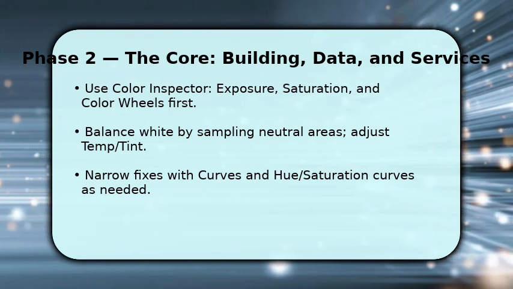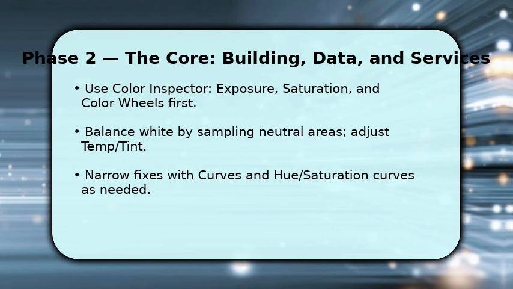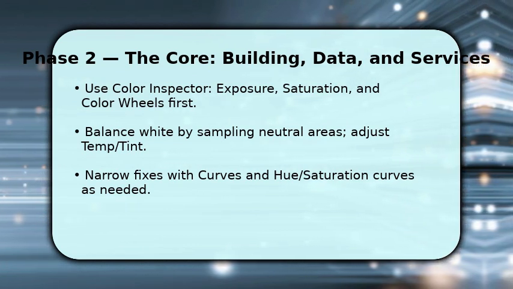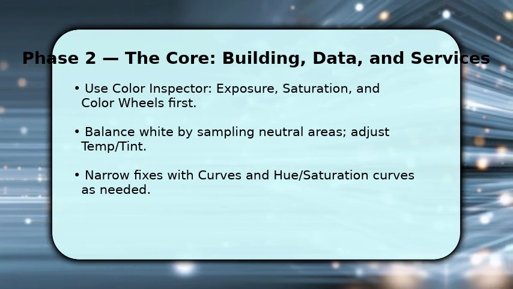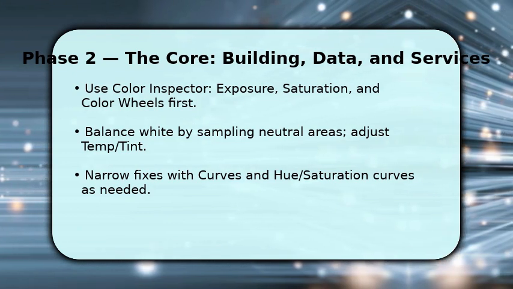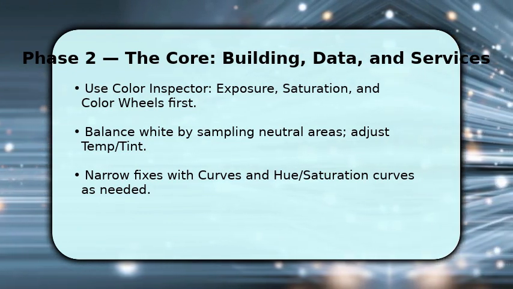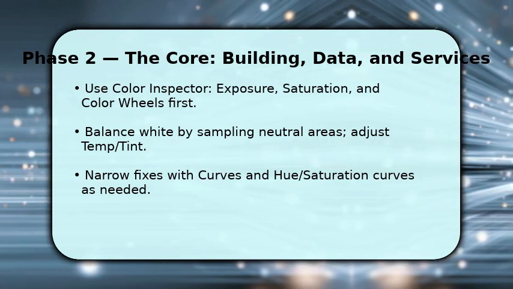Select a clip and open the color inspector. First, fix exposure with color wheels or exposure controls: lift shadows, control mids, and protect highlights, because tonal balance underpins every subsequent move. Once tonal levels look good, correct white balance by sampling a neutral area and nudging temp and tint until skin tones sit properly on the vector scope.